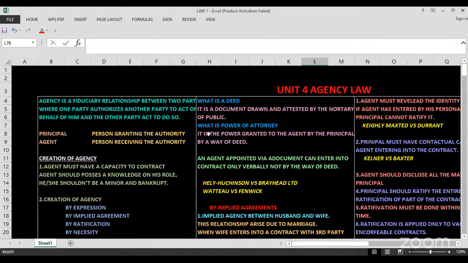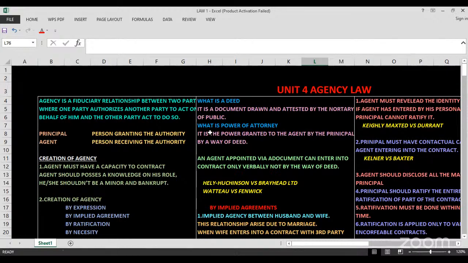Right. So what is agency? Agency is a fiduciary relationship between two parties where one party authorizes another party to act on behalf of him, and the other party acts to do so. Agency theory, no, agency means something like this.